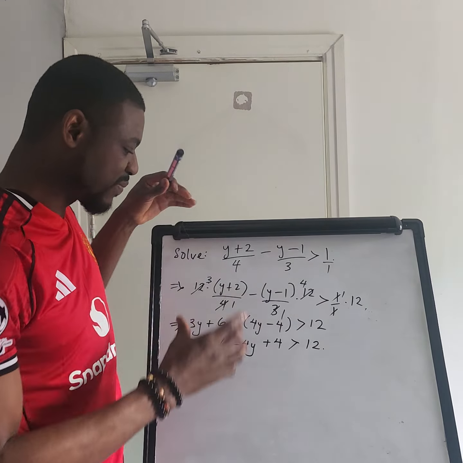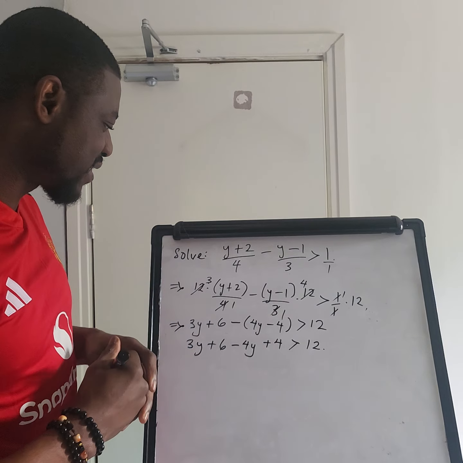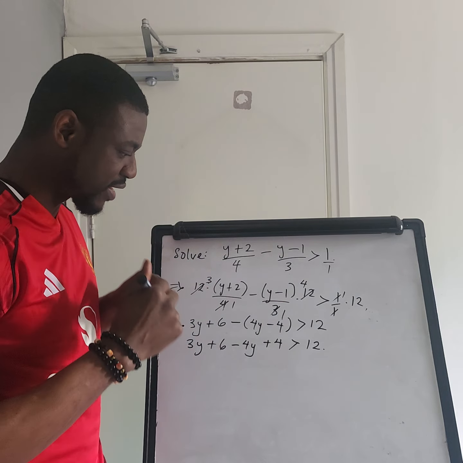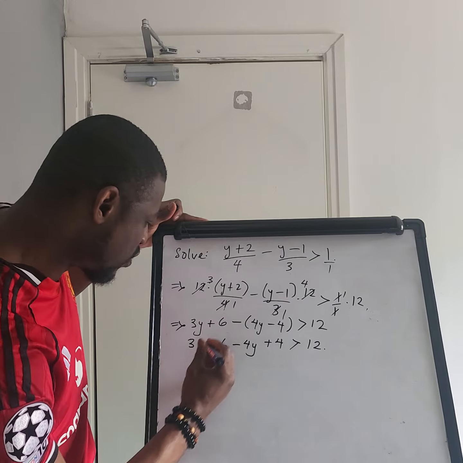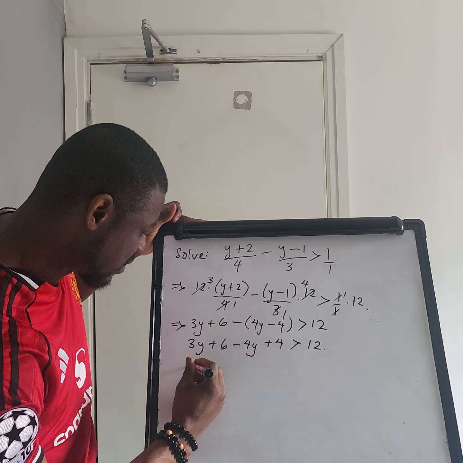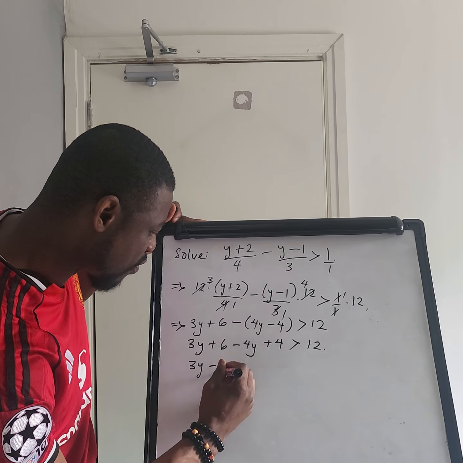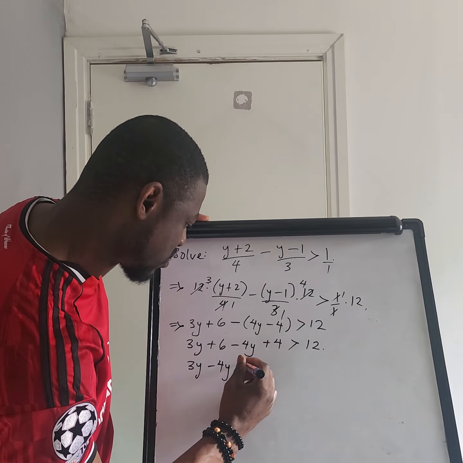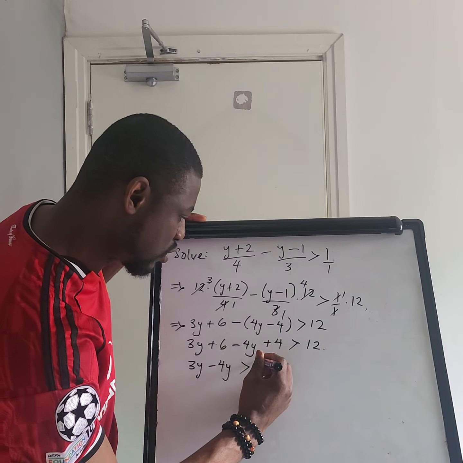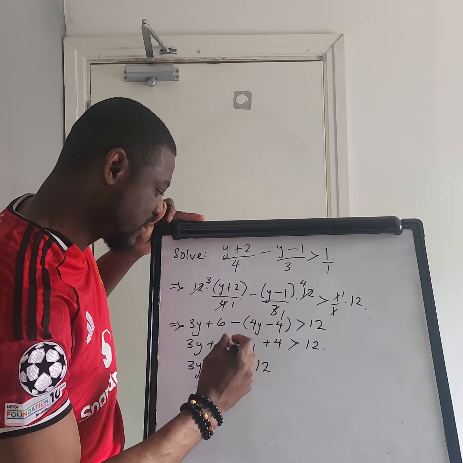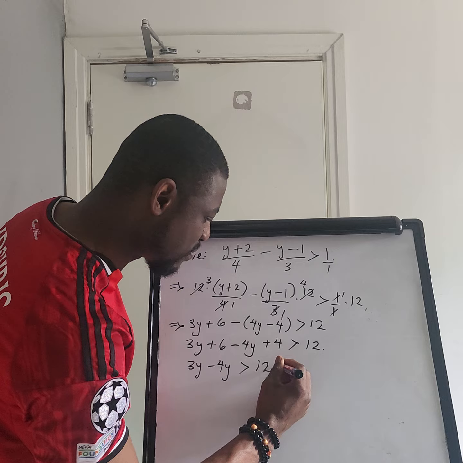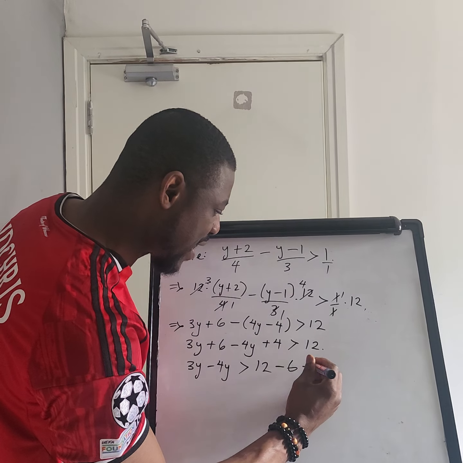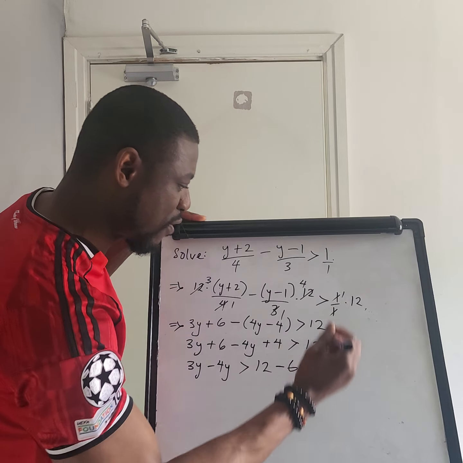How do we simplify this further? Collect like terms. That means all the numbers that are like should come together. So we have on this side 3y minus 4y. I've dealt with my alphabet first. Then greater than 12 is on this side. So plus 6 we go here to become minus 6. And then plus 4 we go here to become minus 4.